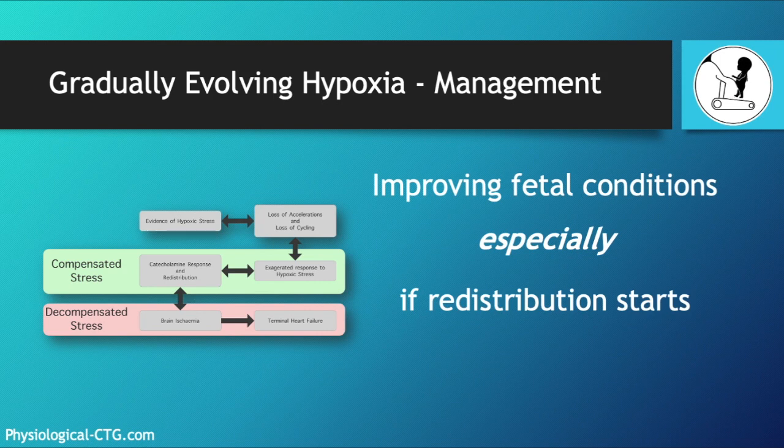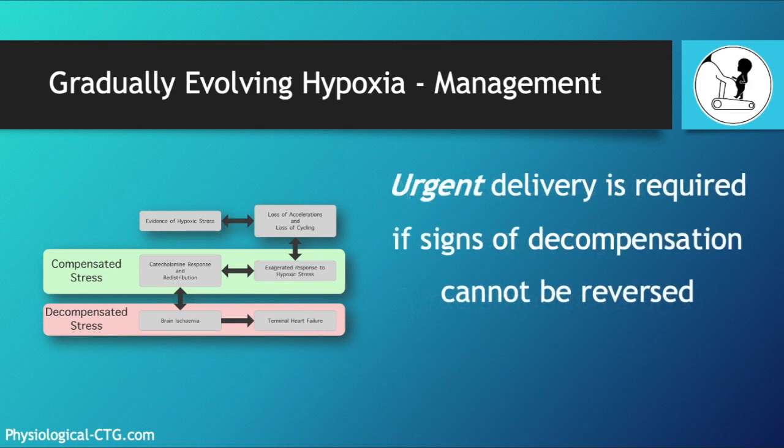If I'm noticing that the hypoxia is becoming worse, I would reduce the Syntocinon rate if on Syntocinon. Advise her to drink a bit more if she appears dehydrated. Basically, I am trying to improve the fetal status at any stage. If I can see that we have entered the stages of compensation, I would be more vigilant in improving the fetal condition. And obviously, this becomes more urgent if we are facing decompensation. If signs of decompensation cannot be reversed, urgent delivery is required.